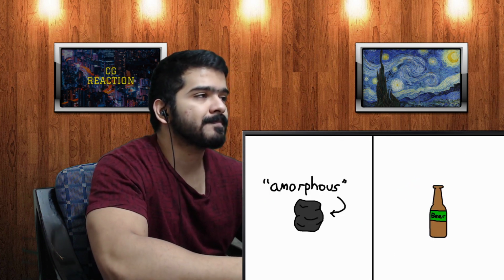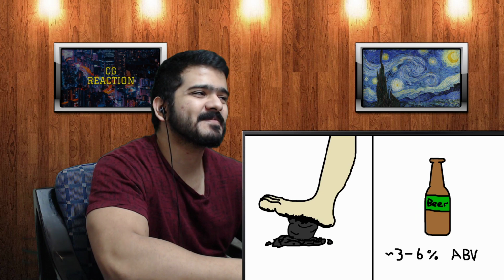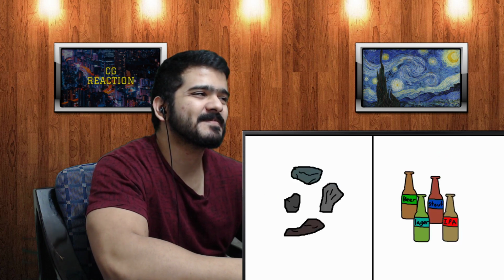So amorphous carbon is like beer. It's the first form to ever be produced by humans, likely by accident. It's also the weakest form. It has a bunch of varieties, most of which taste terrible. And you need a whole lot of it if you want to have a good cookout.